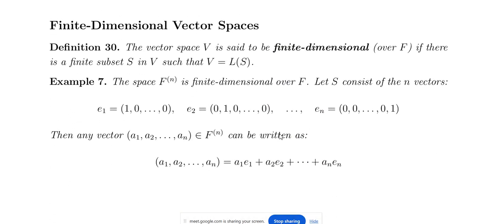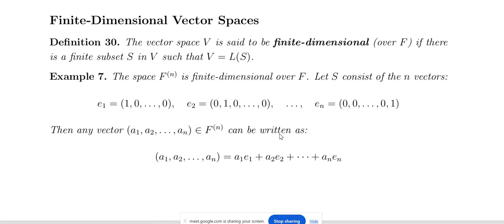Leave it. Another very important topic is finite dimensional. The vector space V is said to be finite dimensional over F if there is a finite subset S in V such that V equals L of S. That is called finite dimensional. It is a very important concept and definition. A vector space V over a field F is finite dimensional if there exists a finite subset S in V whose linear span is equal to V.